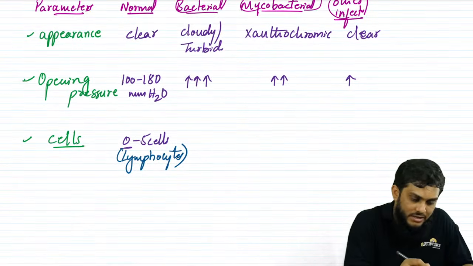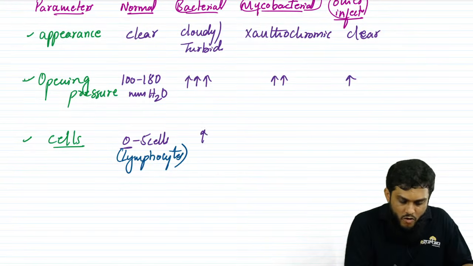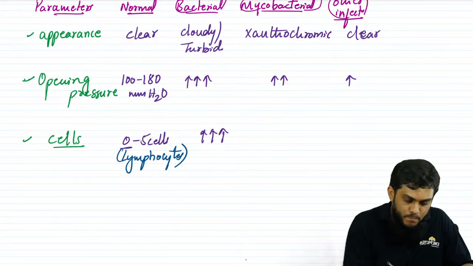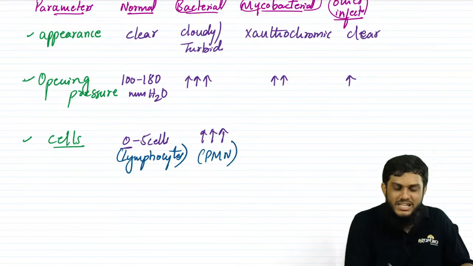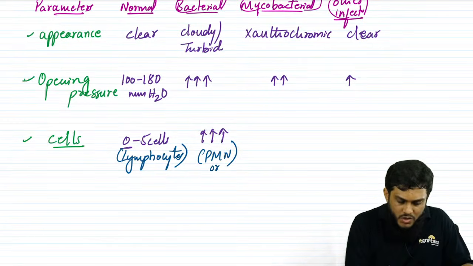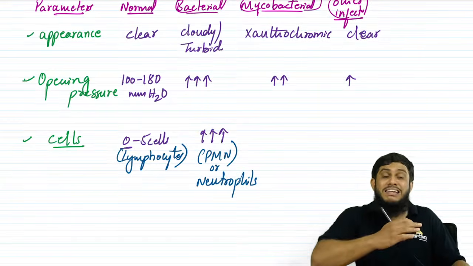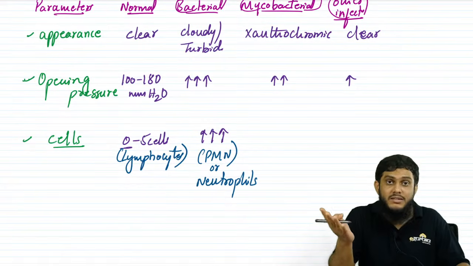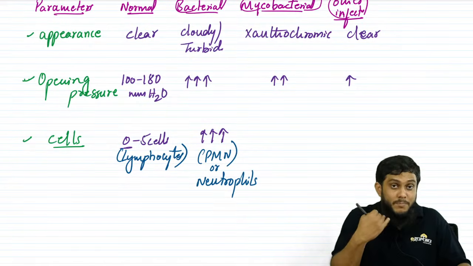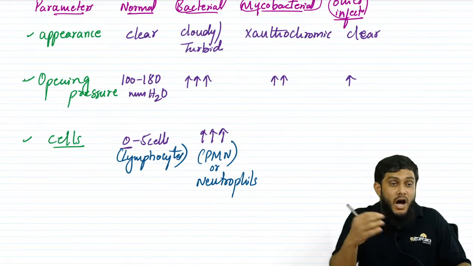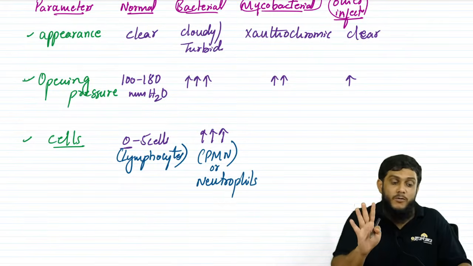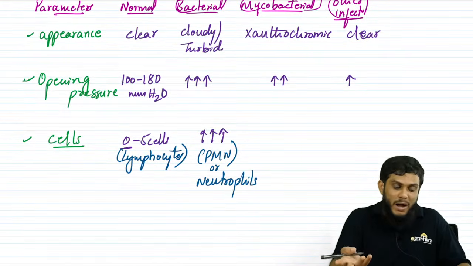Now when we talk about bacterial infection, cells are highly increased, and those increased cells are polymorphonuclear cells, which are nothing but neutrophils. If you see a very high increase of neutrophils in CSF, present in very high number, in thousands, 100, 200, 1000, 3000, 5000, 10,000 cells, then we can think of bacterial meningitis.